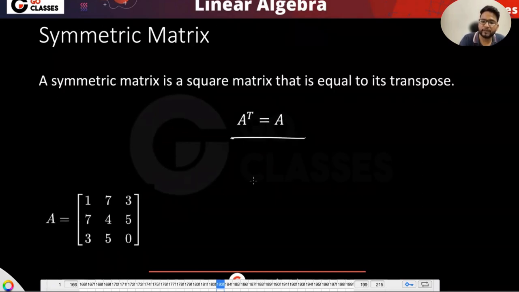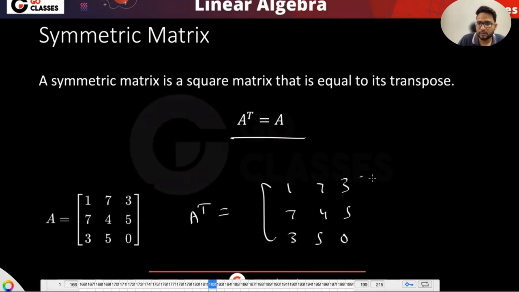What is a skew symmetric matrix? For example, if you just take the transpose, maybe let me take the transpose here. As you can see, the transpose and A are both the same. So that's why it is a symmetric matrix. This is only defined for square matrices. Symmetric matrices are only defined for square matrices.